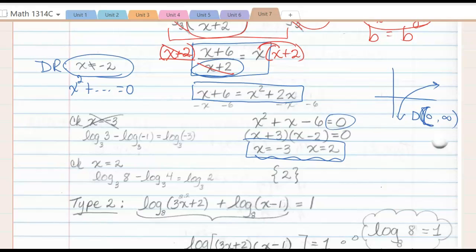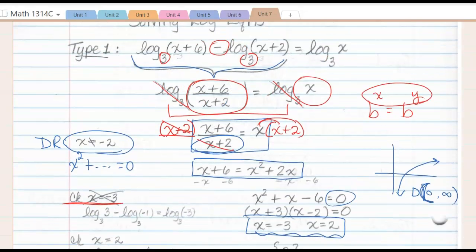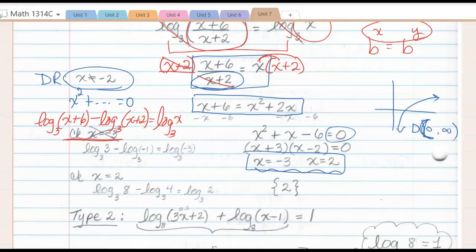So here we are checking. Notice I am checking to see what happens when x is equal to negative 3. I'm putting it into my original equation. My original equation said that we had the log base 3 of x plus 6 minus the log base 3 of x plus 2, and we claim that to equal the log base 3 of x. So I just wanted to rewrite it so that we can see that I am putting negative 3 in here. Negative 3 plus 6 is positive 3.